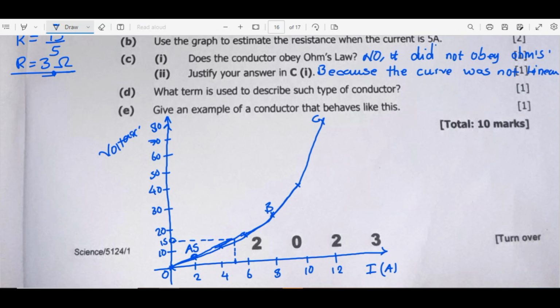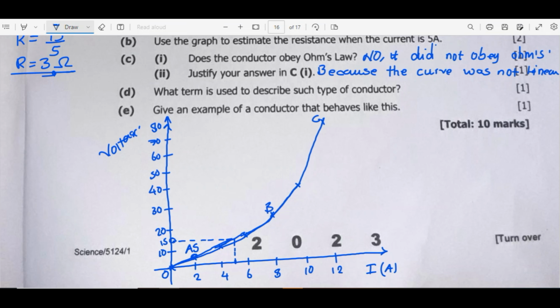Then here it will give us maybe 3 point something. Then here we may have something like a bigger number. So we can see that the resistance is changing. Whenever the resistance is changing, then the conductor is not obeying Ohm's law. For it to obey Ohm's law, we need to have a constant resistance, since the current must be directly proportional to voltage.